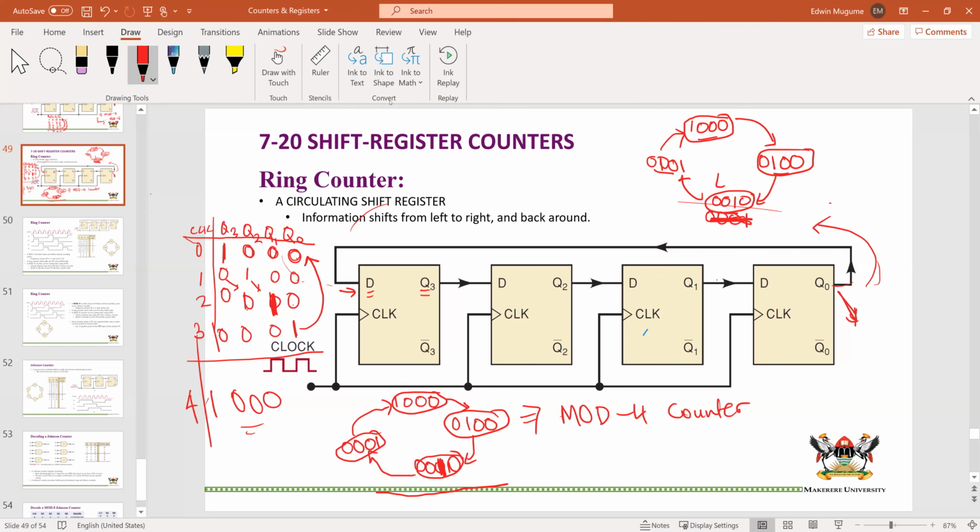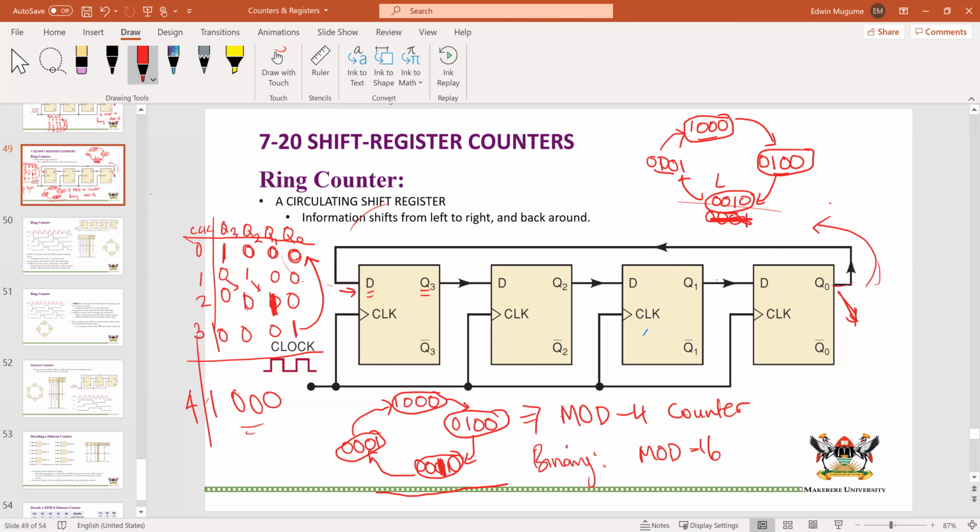Now, if we had these 4 flip-flops with a binary counter, we would have mode 16, if you remember, because this is from 0000 to 1111, 16 unique states. This is a huge disadvantage for this type of counter, the ring counter, because the mode number is equivalent to the number of flip-flops. In other words, you need so many flip-flops to create this.